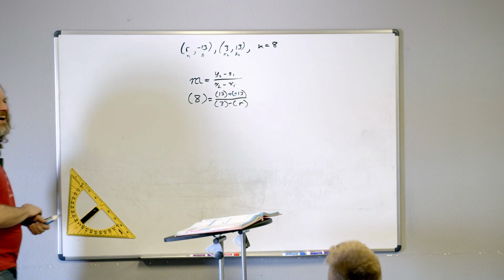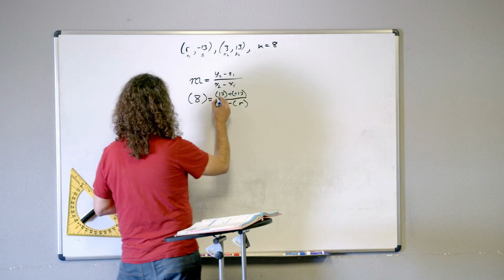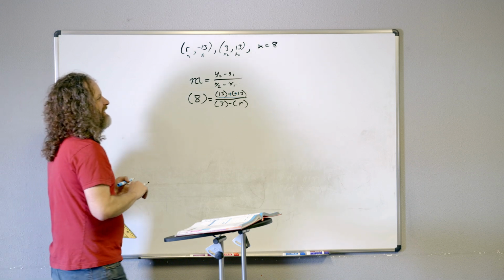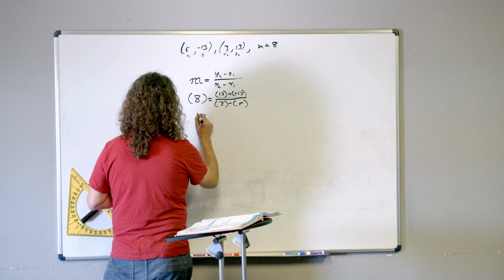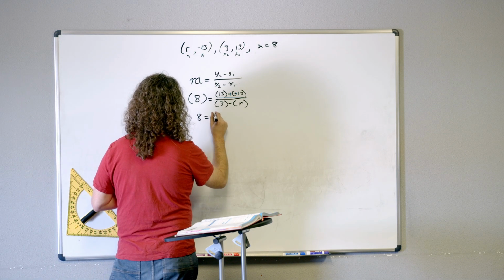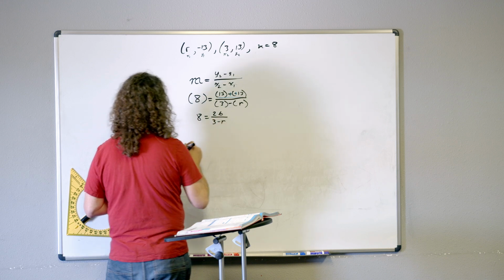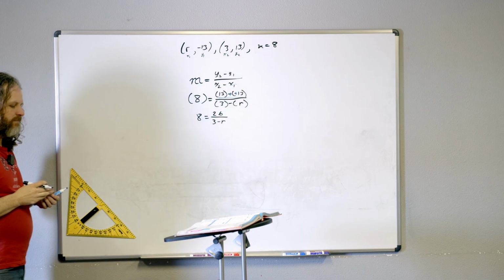Add 13 together. That's just 13 plus 13. We can do that, right? That's easy money. I was like, am I missing something? 26. Now what could we do?